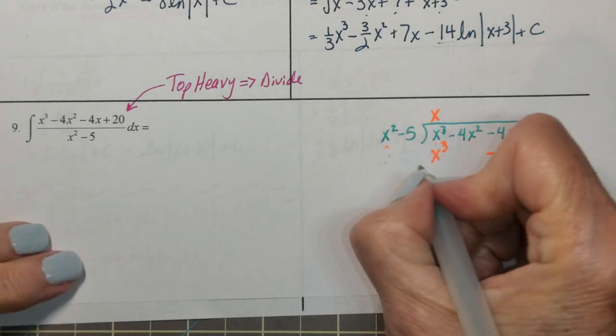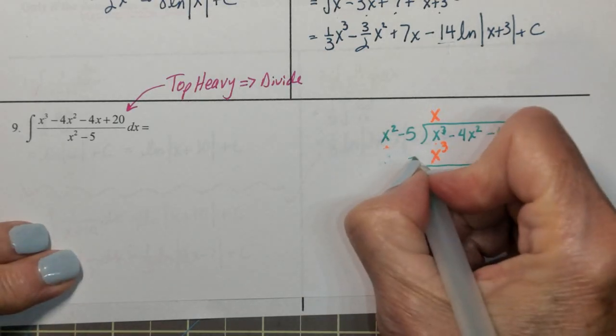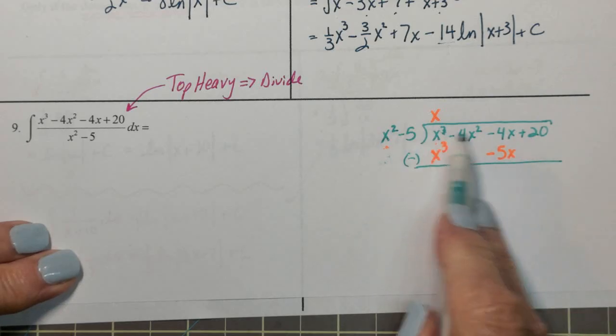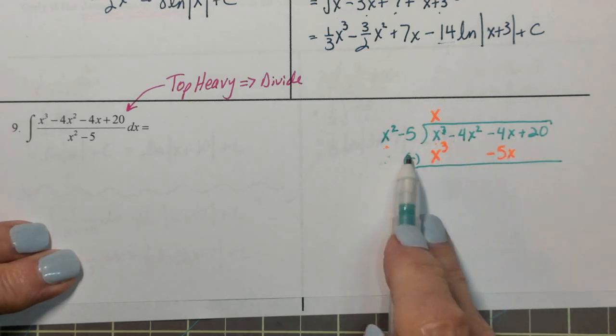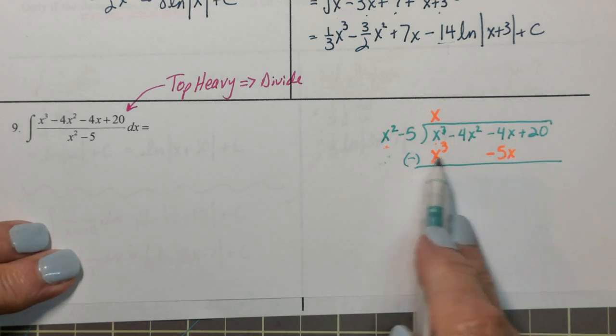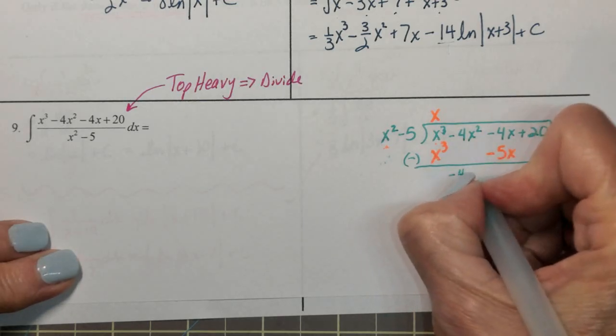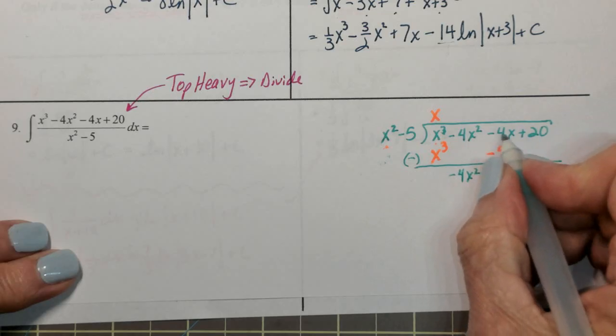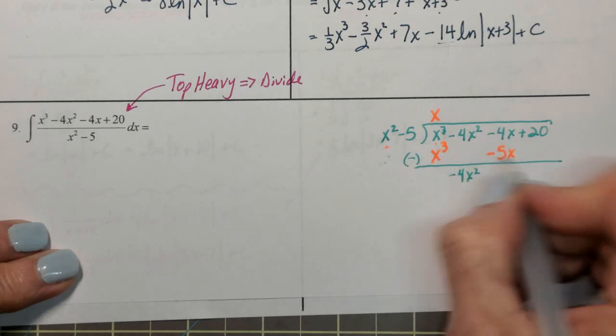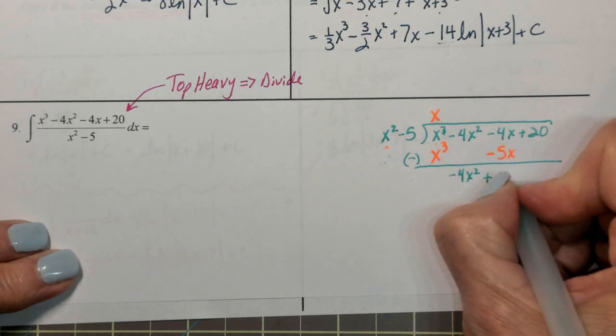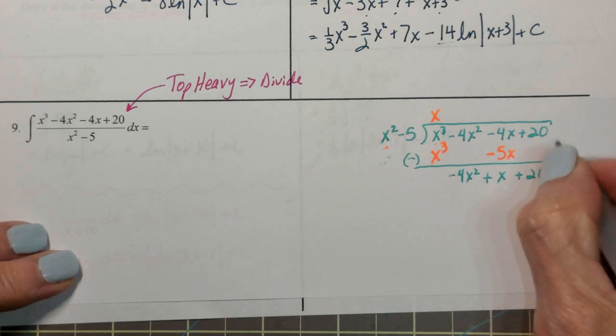And now we subtract. We're subtracting this polynomial minus this polynomial. So the x cubes are gone. We have that negative 4x squared. Negative 4x plus 5x is plus x plus 20.